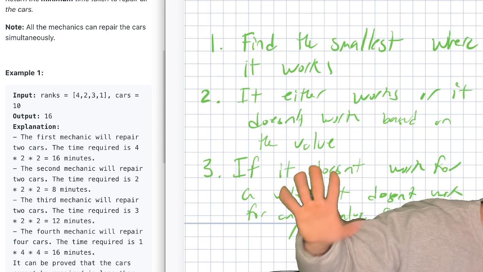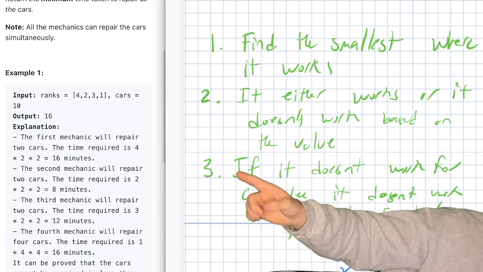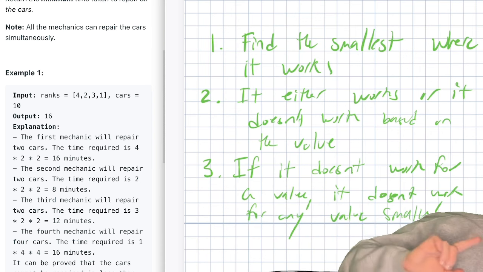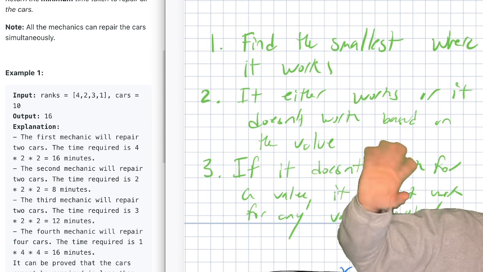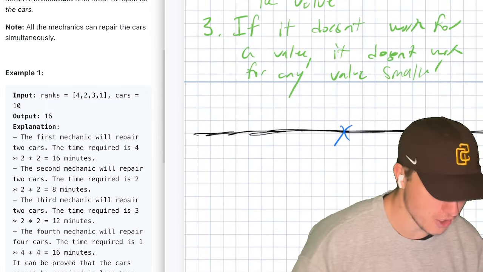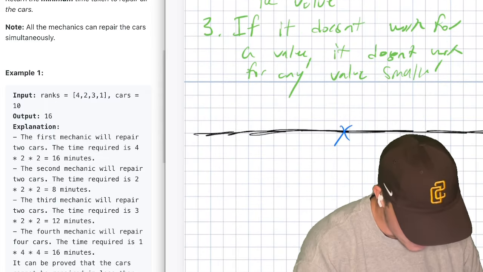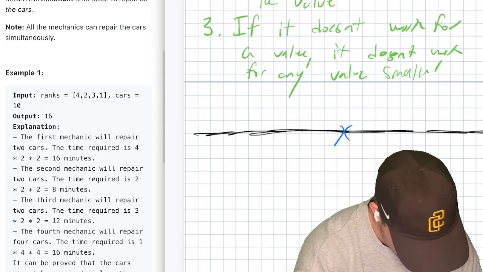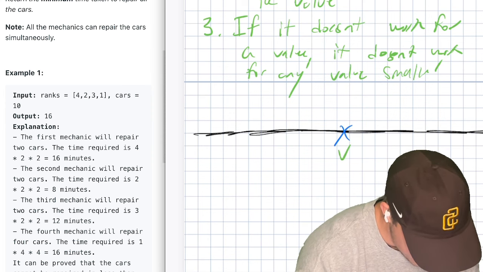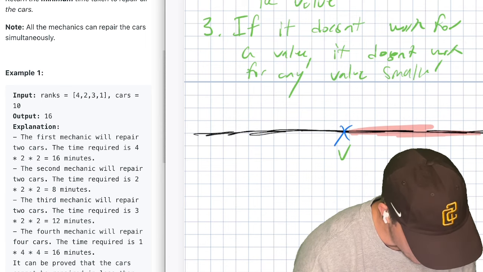It's kind of the inverse, or the converse. I can't remember, it's been a long time. If it doesn't work for a value, it doesn't work for any value smaller. And on the flip side, if it does work for a value, it definitely works for any value larger. So if it's good here and the value's green, that means I don't need to evaluate the rest of these because I know that they'll work.